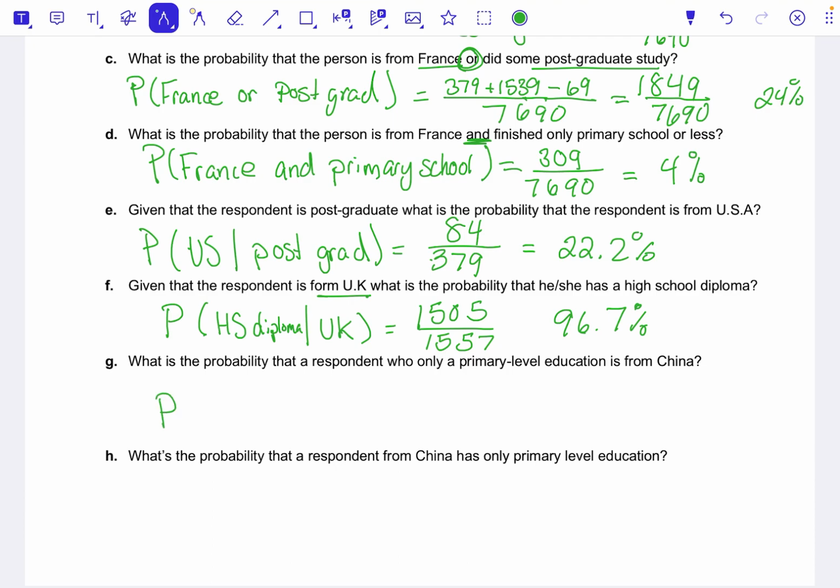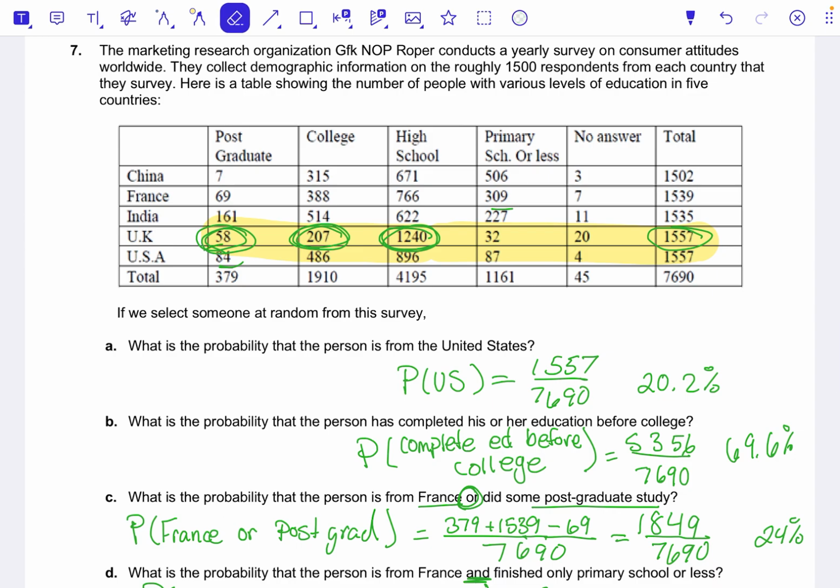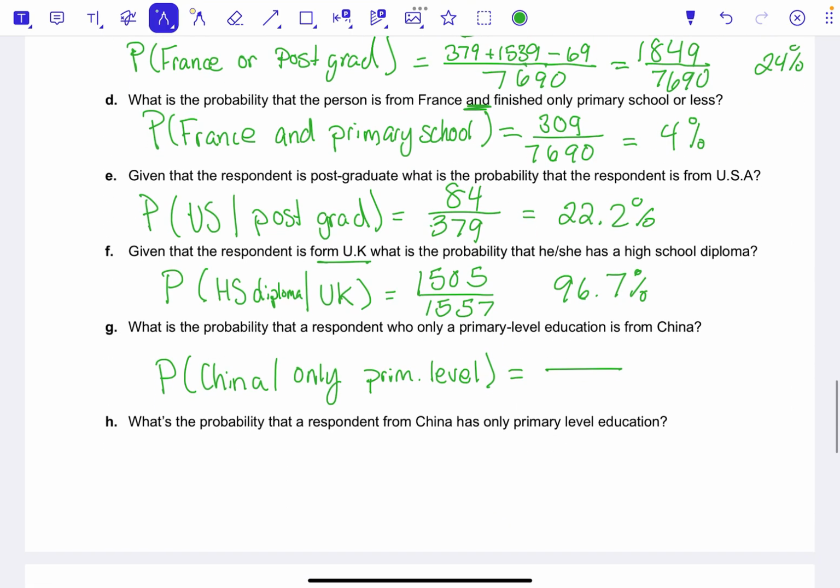All right, what is the probability that a respondent who only has a primary level education is from China? So what's the probability someone's from China given they have only a primary level education? So we're focused on the primary level education this time. That would be this column. So the 1,161. And 506 of those are from China. So 1,161, the 506 from China, that's 43.6%.